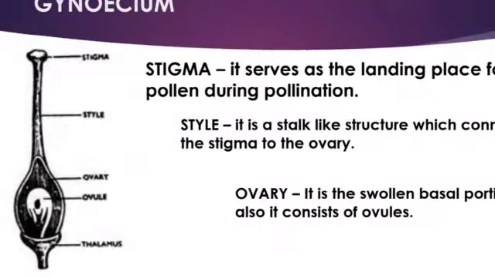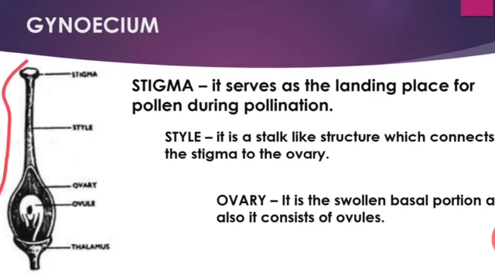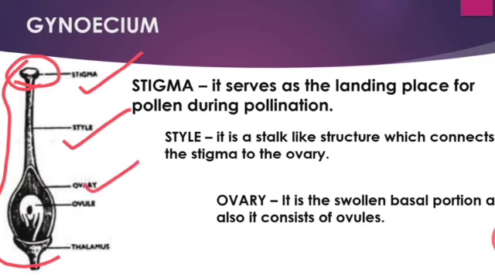Then coming to the next part, gynoecium. Gynoecium is the female part of the flower. If you see the part, you can find a lobe-like structure named stigma, a stalk-like structure called style, and a bulging structure that is the ovary. Inside the ovary you can find the ovule.